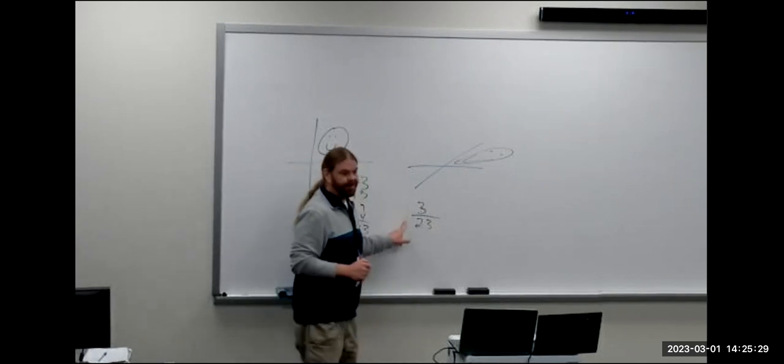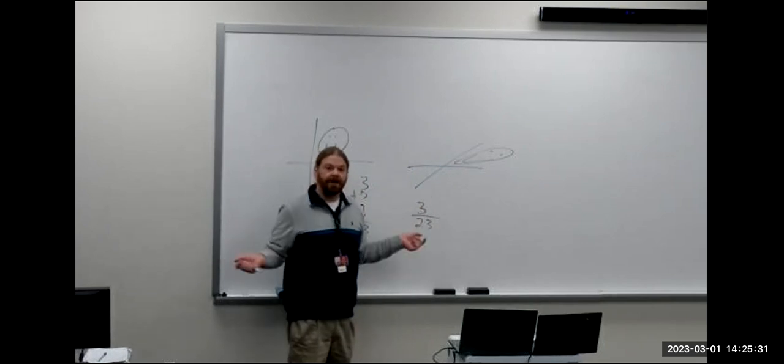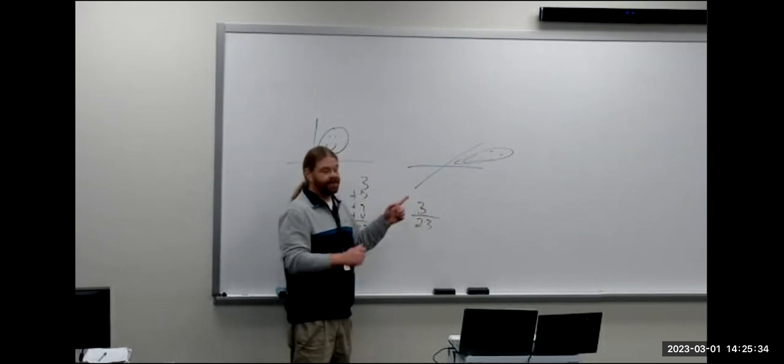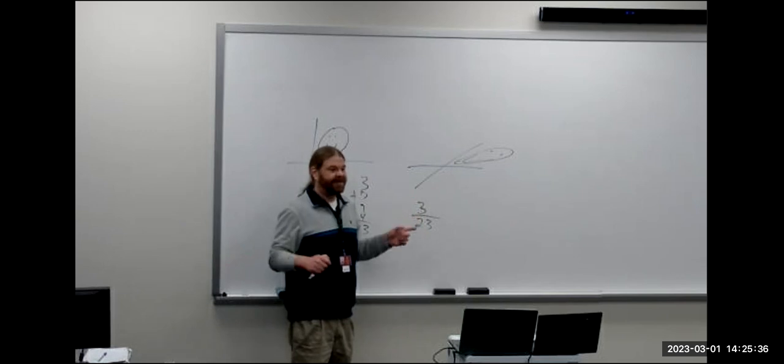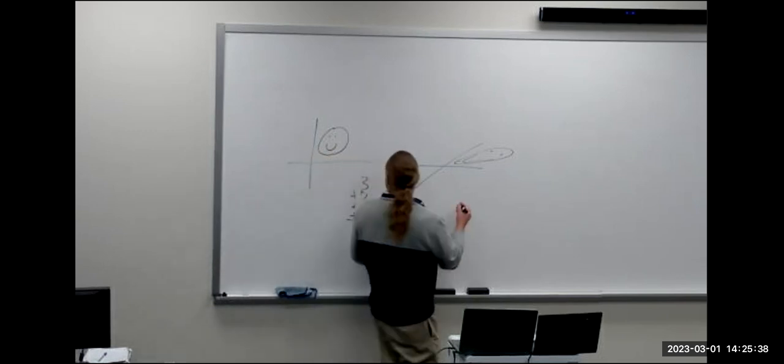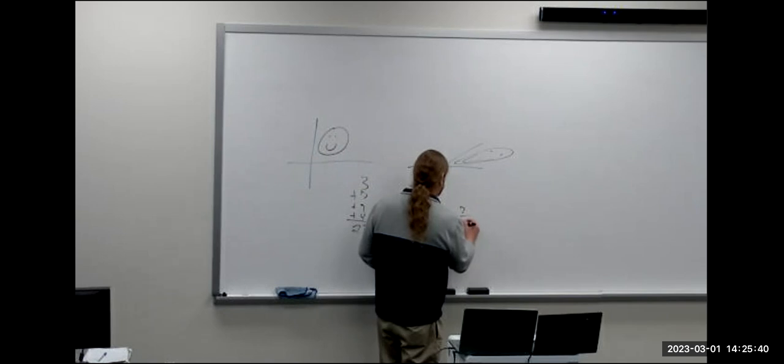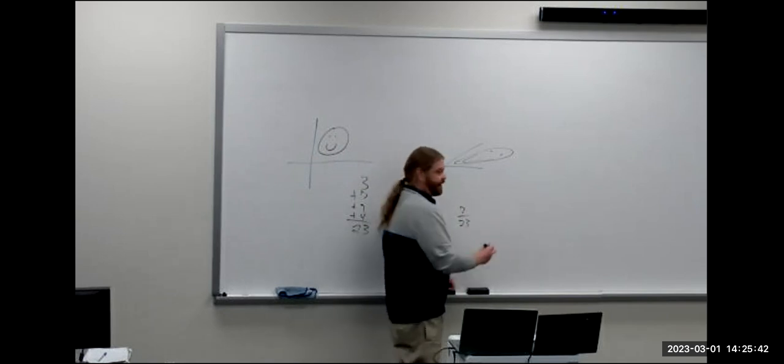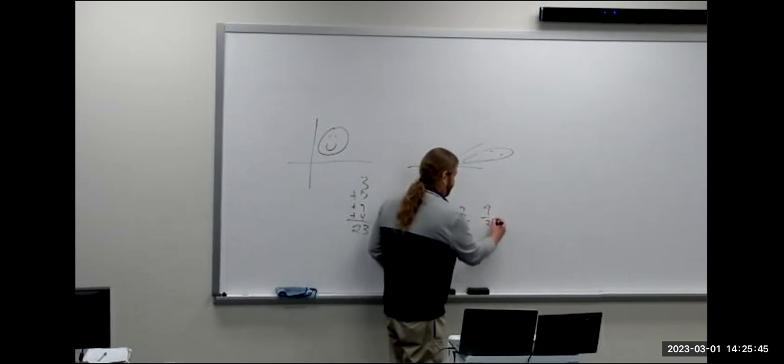But first, we're going to do the first quarter of it. We're going to go 3/23 of the way through the animation. So the first second, we go 3/23 of the way through the animation. Then we go 7/23 of the way through the animation. Then 9/23 of the way.